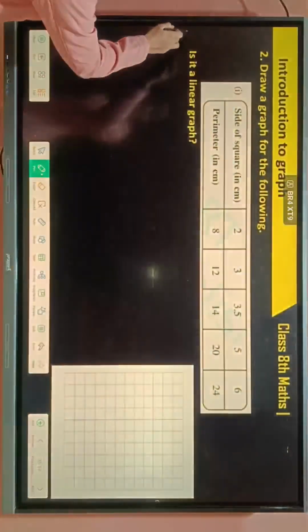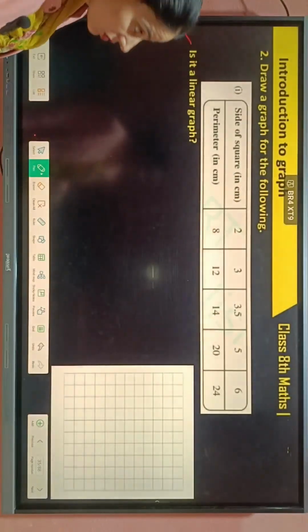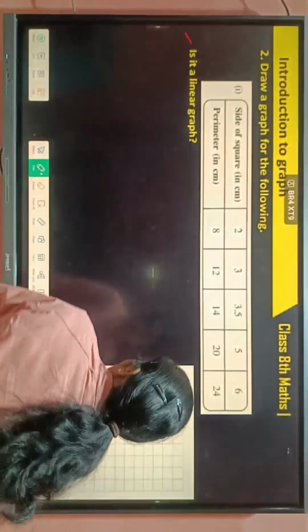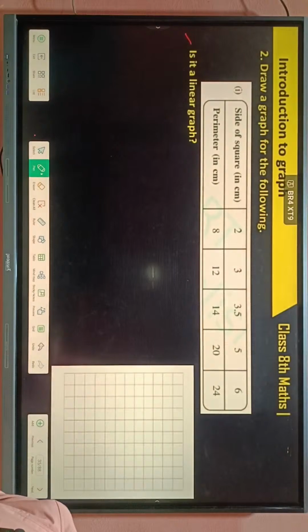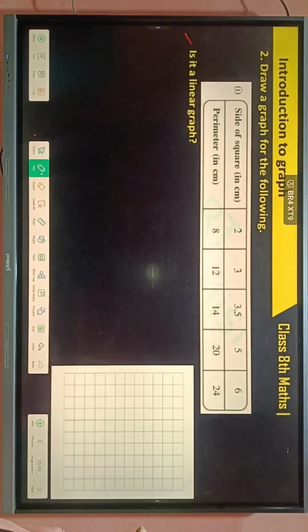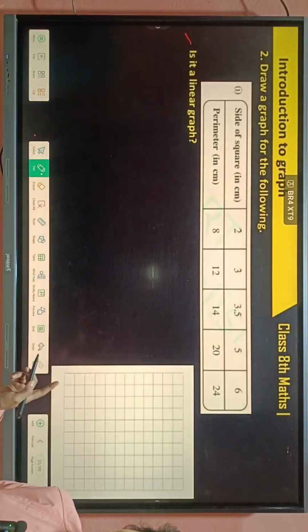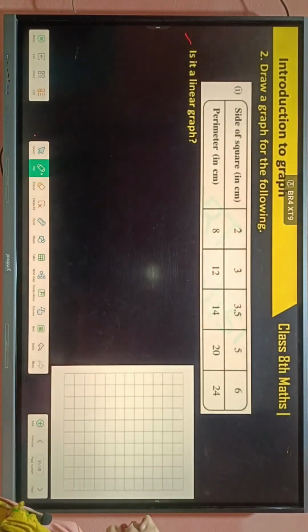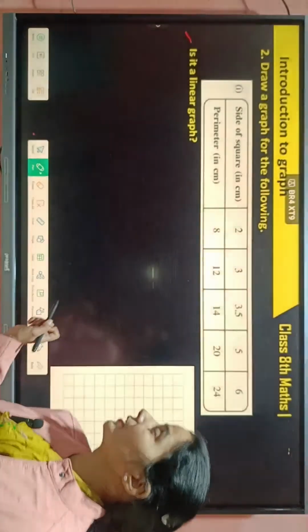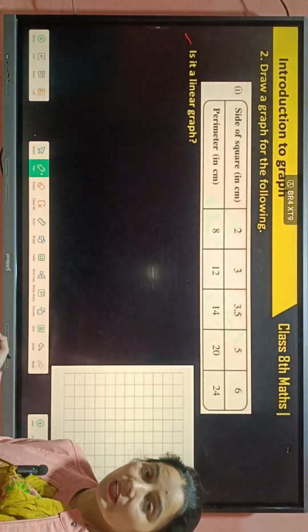One question is given: is it a linear graph? Just by drawing this graph, after that we will be able to analyze whether the graph is linear or not. Linear means all points will lie in the same line, in a straight line. So let us see which variable is dependent and which one is independent.